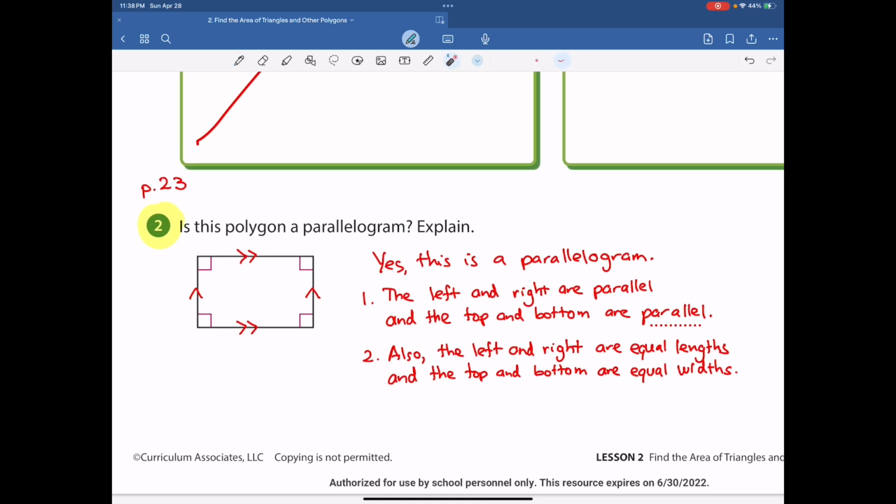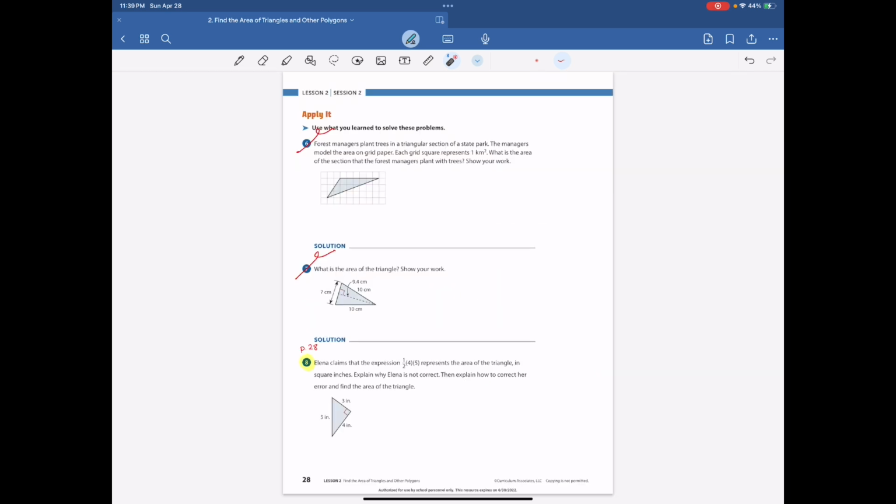And those are 2 ways that you can tell that yes, this is a parallelogram. Next up is page 28, number 8.